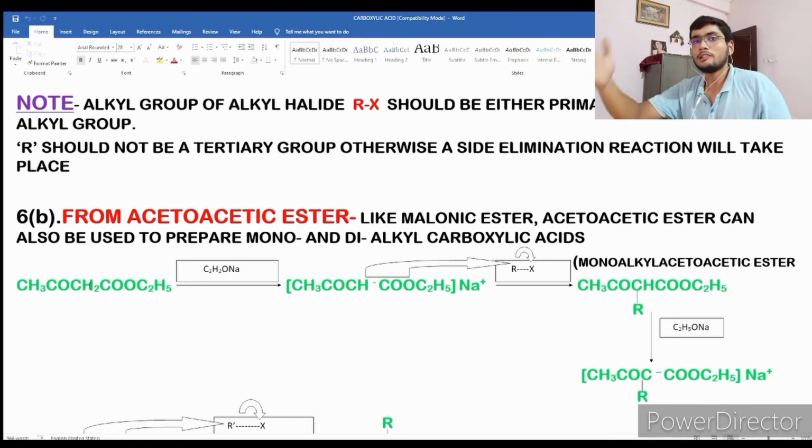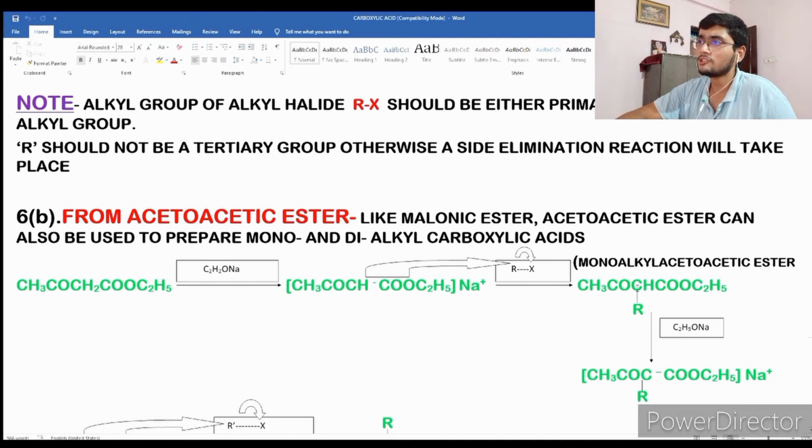Now the same thing will be repeated here as I have done in the malonic ester case: first we will treat it with a base, then treat it with an alkyl halide, so the R group will get attached. First we treat it with sodium ethoxide, so one hydrogen will get replaced and we are left with a carbanion. Then when we treat it with an alkyl halide, this R will get attached here and we will get a monoalkyl acetoacetic ester.